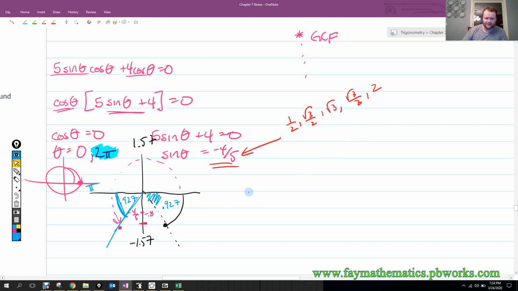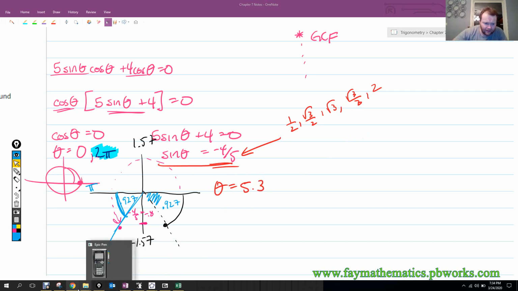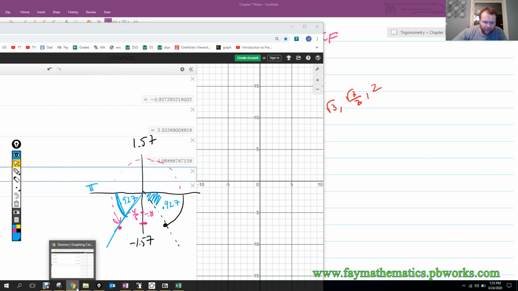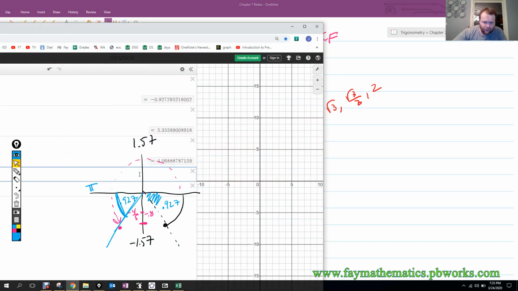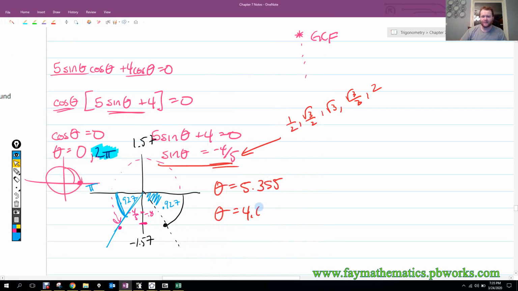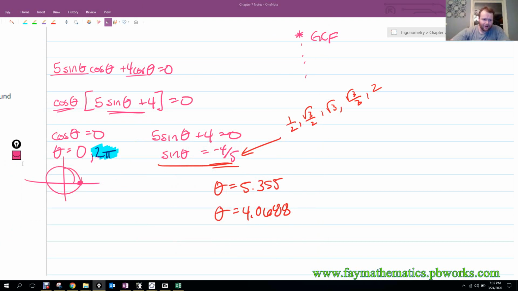So we got theta from this information right there. We get theta to be 5.355, and we also get theta to be 4.0688. The only thing I want to make sure that we understand here is that I should be able to check this.